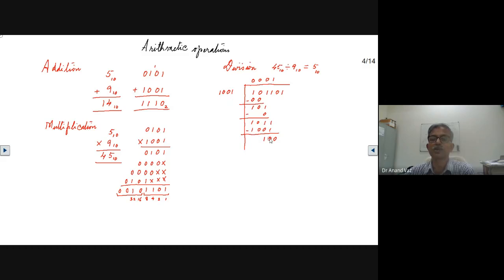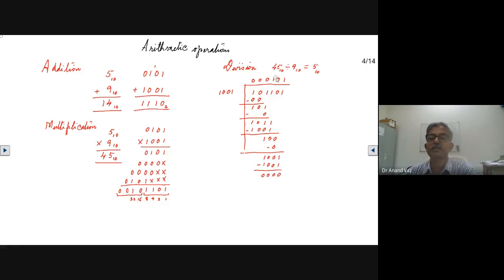1, 0, 0, 1 does not go in this. So here you will have 0. Zeros are 0. So you will have 1, 0, 0. Bring down the next digit. So now it goes 1. So here you have 1, 0, 0, 1. Subtract and you get all 0. So remainder is 0. In this case, it's perfect division.